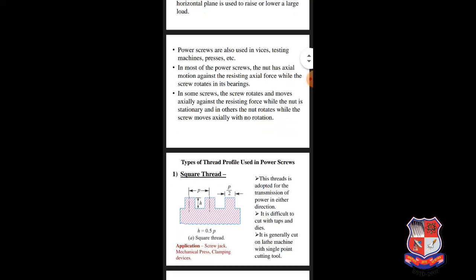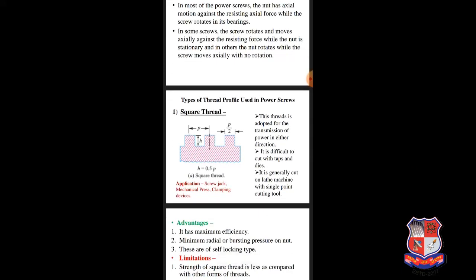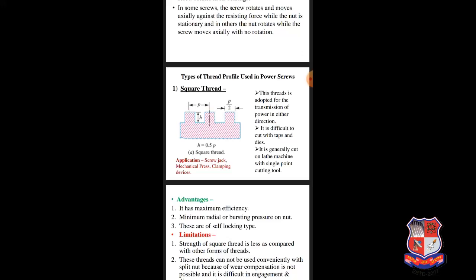So, depending upon the application, there are different types of thread profiles used in power screws. First is the square thread. This thread is adapted for the transmission of power in either direction. That is the most important advantage of the square thread. It is difficult to cut with taps and dies. It is generally cut on a lathe machine with a single point cutting tool. So mostly the square threads are used in screw jack, mechanical press as well as the clamping device. The profile is shown in the diagram.